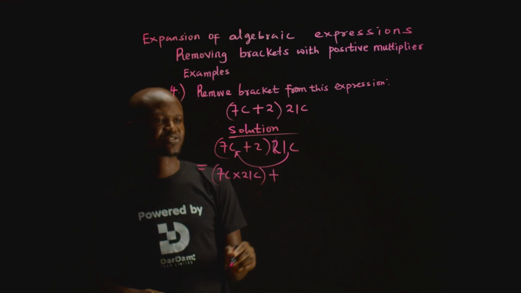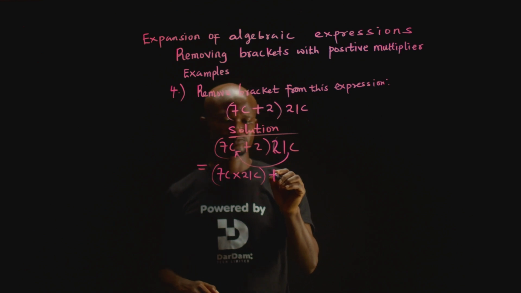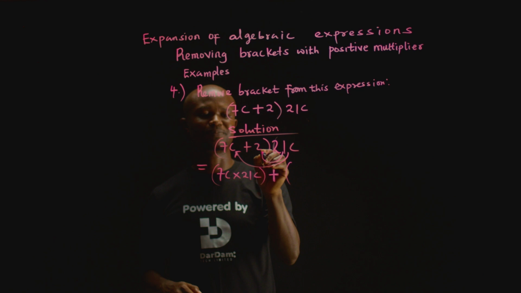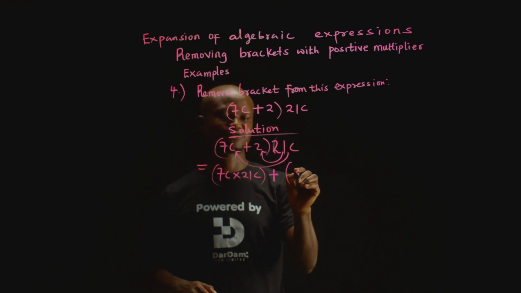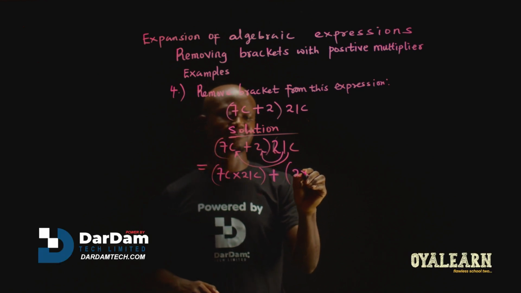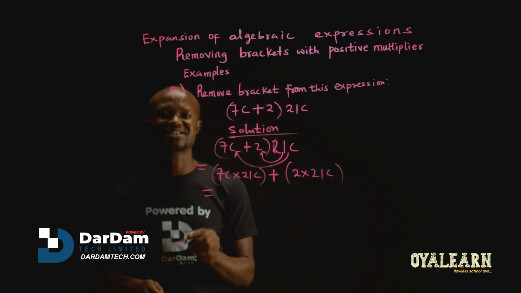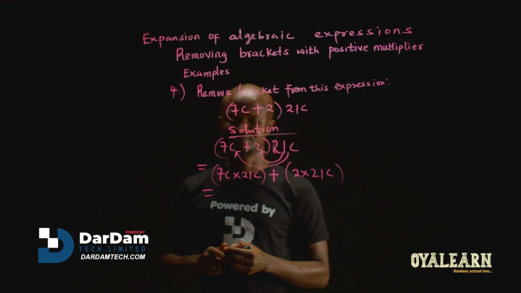Then plus the next one, this same multiplier will multiply this. So we have 2 times 21c also. So the next thing for us to do is to multiply.